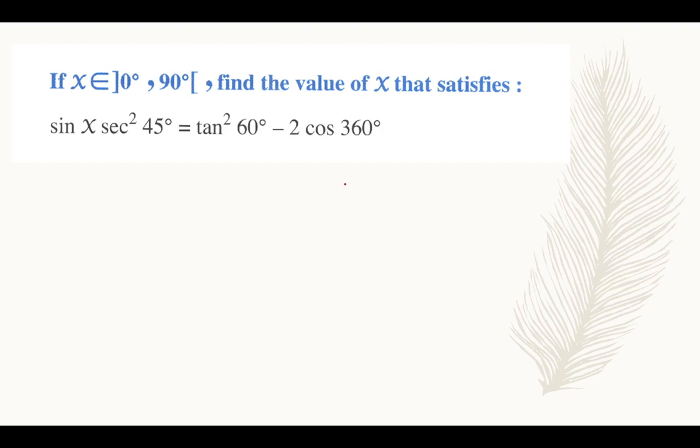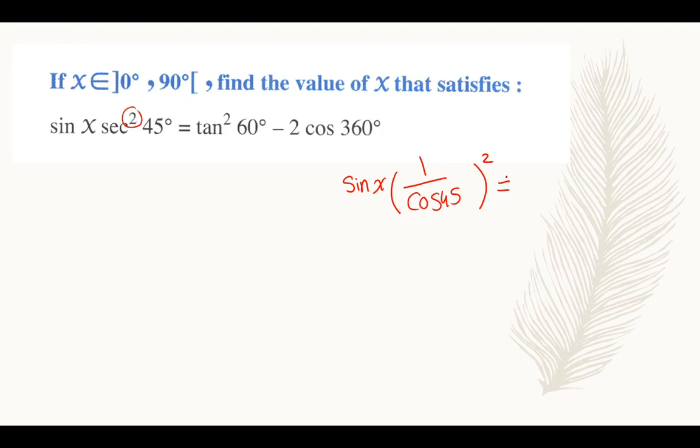Here sine x, we don't know the value of x, so we will write sine x. Sec square 45. What about sec square 45? The calculator can't find the value of sec or cosec or cotan. But here we know that sec is the reciprocal of cosine. So we can write sec square 45 as 1 over cosine 45, all squared.